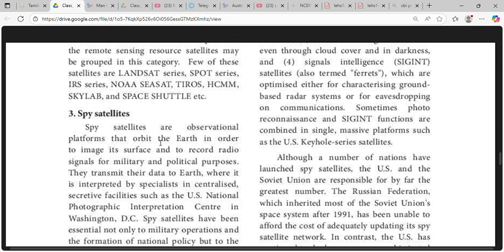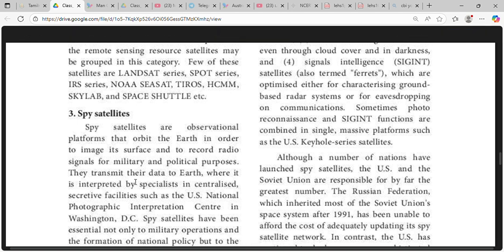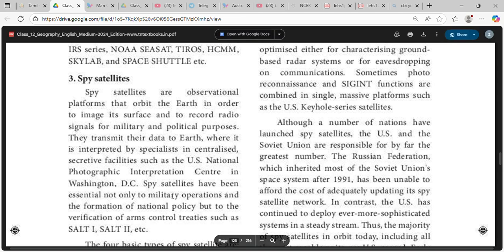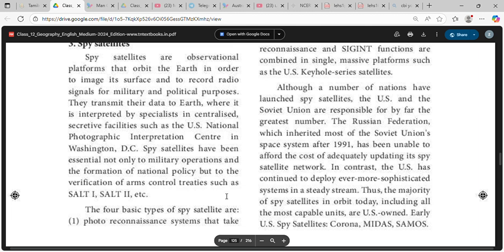Spy satellites are observational platforms that orbit the Earth in order to image its surface and to record audio signals for military and political purposes. They transmit their data to Earth where it is interpreted by specialists in centralized secretive facilities such as the U.S. National Photographic Interpretation Center in Washington, D.C. Spy satellites have been essential not only to military operations and the formation of national policy, but to the verification of arms control treaties such as SALT 1, SALT 2, etc.